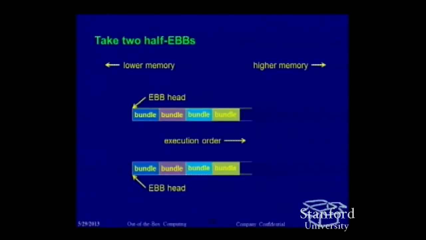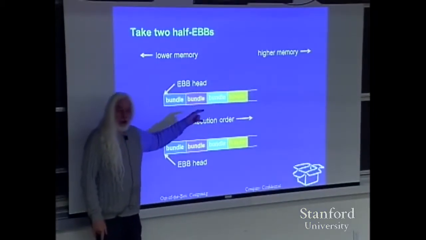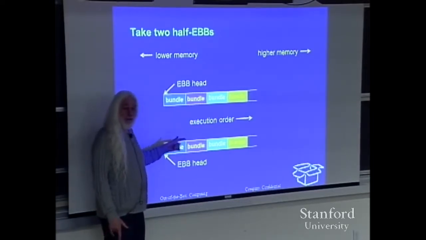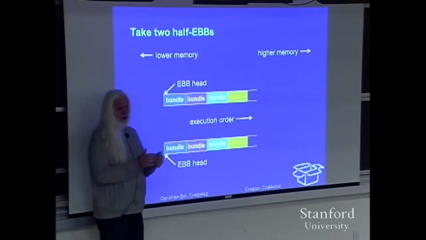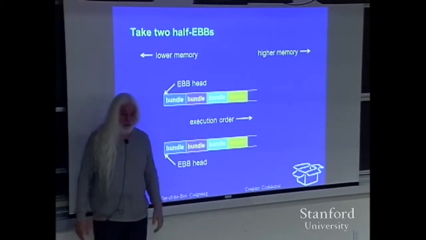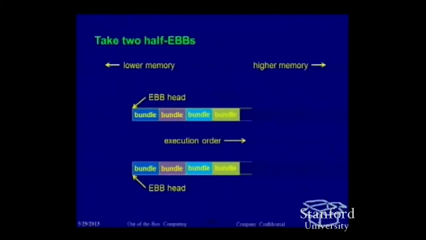So, take 2 of our half EBBs. This is color-coded to indicate the 2 half bundles which will decode and issue in the same cycle. The 2 blues will go together. They are actually part of the same instruction. This was split in half. The two purples will go together, and so forth. So that's the color coding merely to indicate which of the two halves belong together.